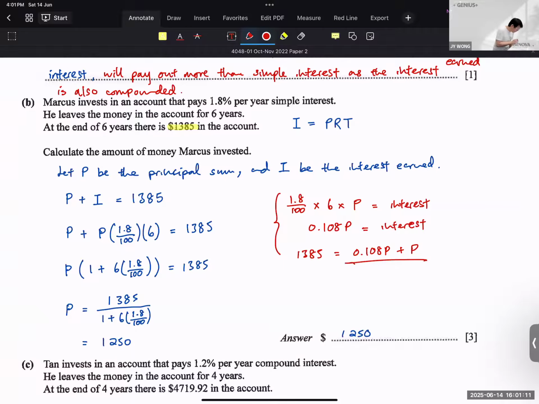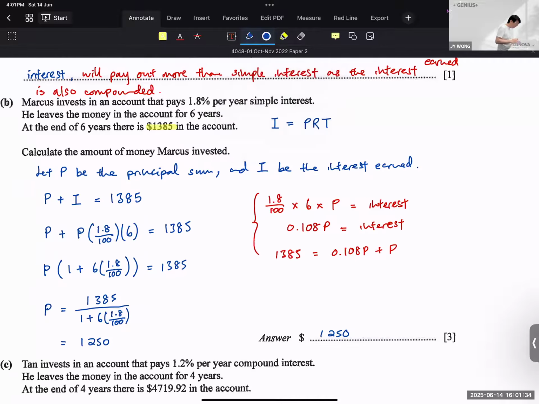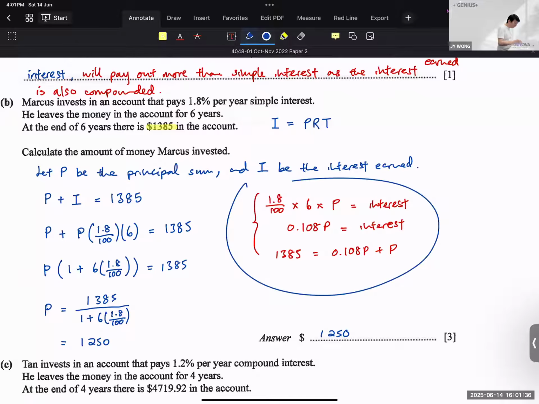Right? Actually, this and this is the exact same equation if you realize. Then you will get 1.108p is equal to 1385, and therefore p is equal to 1385 divided by 1.108. Okay, it's not that they're different. It's just that in this case, I work backwards this way, but if you are not sure how to work backwards, then you just calculate forward using p. It's fine. Okay?